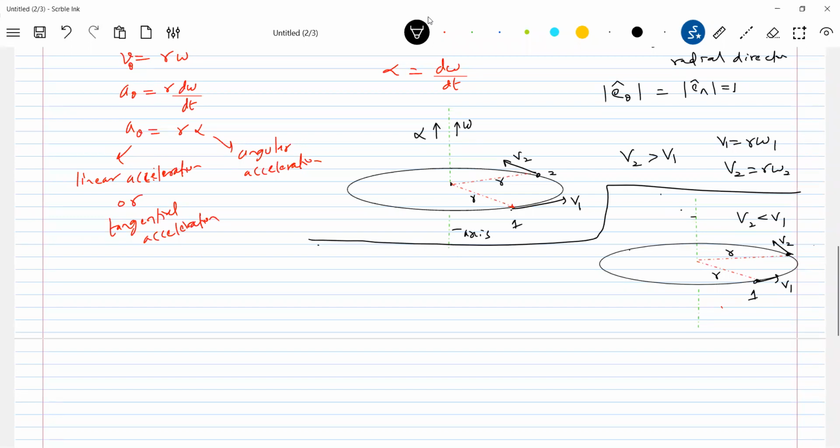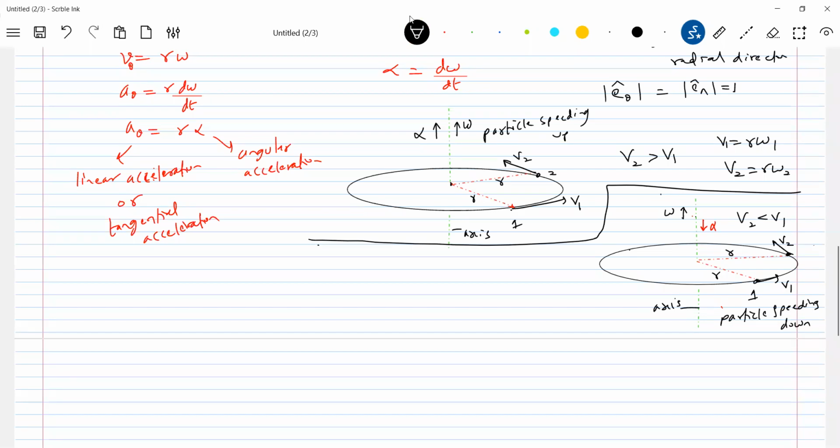What's happening here? The omega is upward only. Can anybody say about alpha? Alpha should be directed downward. It's a retardation, no? Both will be directed along the axis only. So here, shall I say the particle is speeding up here, and the particle is speeding down.